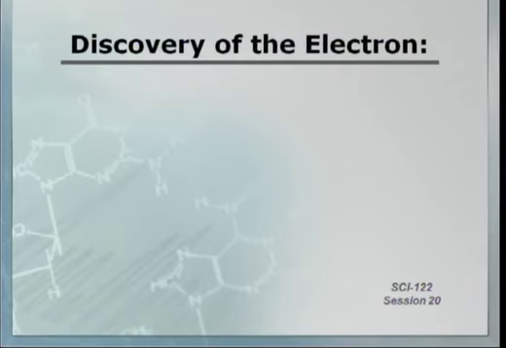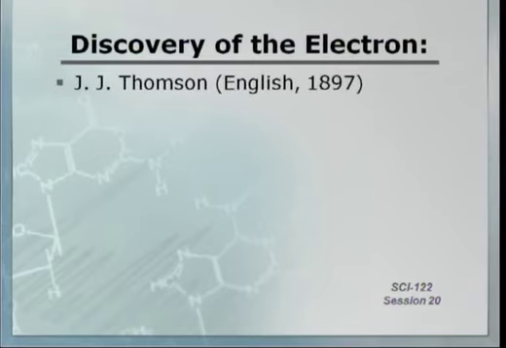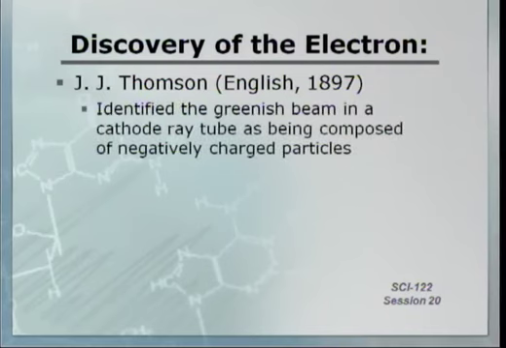And then, a little bit later on, we have this new discovery, and this discovery came from an English physicist by the name of J.J. Thomson, nearing the end of the 1800s. Now notice about 90 years has gone by now. Basically, J.J. Thomson was able to identify the greenish beam in a cathode ray tube as being composed of negatively charged particles. What J.J. Thomson was working on was actually working with electricity.